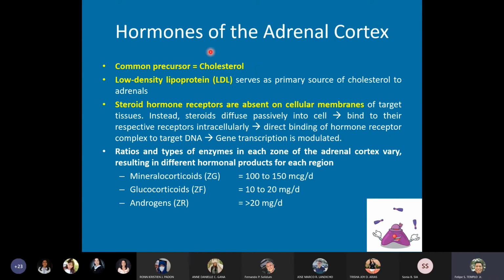So the precursor substance is cholesterol. In the adrenal medulla, the precursor is tyrosine. Specifically, it's the LDL, the low density lipoprotein. So take note, the steroid hormone receptors are not on the cellular membrane, so the effect is inside the cell. Again, contrast that with the adrenal medulla, where the hormones act on receptors present in the cell membrane. Here, the receptors are inside the cells themselves.